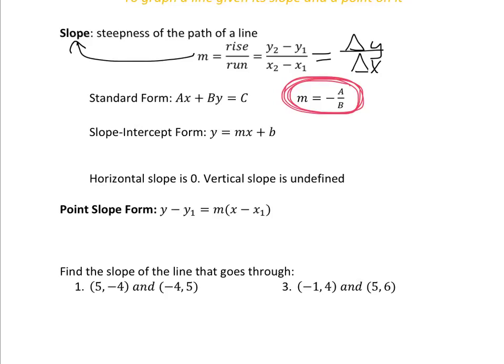For slope-intercept form, it's really nicely done for you. m, the slope, is just the coefficient in front of your x. Now, a horizontal graph, y equals a, let's review that. Y equals something, the slope is always 0. And a vertical graph, an x equals b type graph, the slope is undefined. So no slope for a vertical graph, and 0 slope for a horizontal graph.